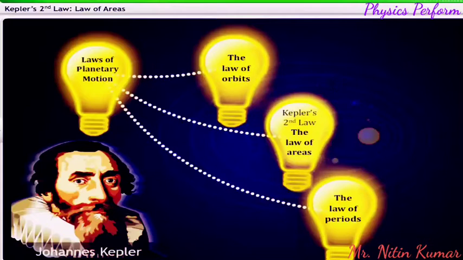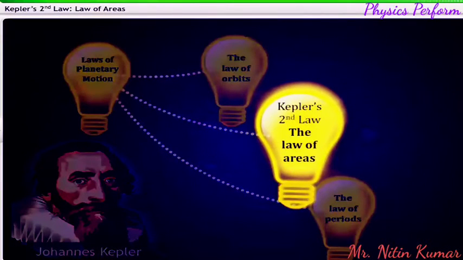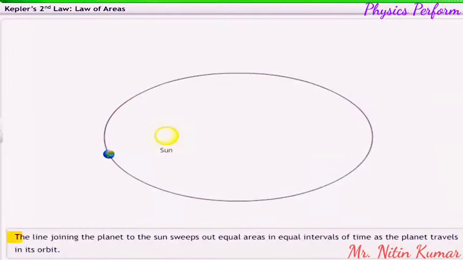Kepler's second law of planetary motion, also known as the law of areas, states that the line joining the planet to the Sun sweeps out equal areas in equal intervals of time as the planet travels in its orbit. Let's explain this through an example of Earth's movements. Suppose the Earth takes 1 month, that is 30 days, to travel from point P to Q on its orbit.